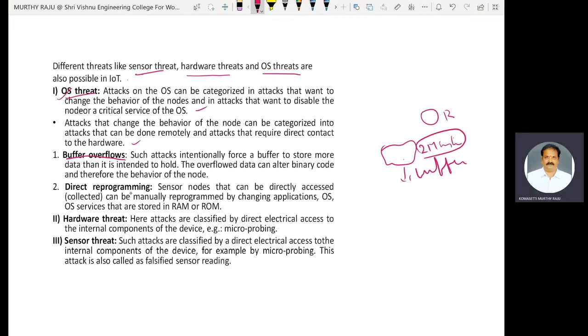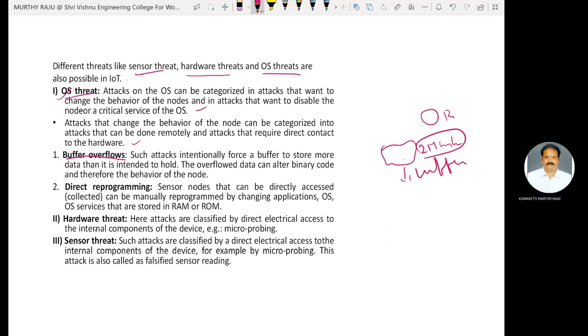Next one is direct reprogramming. Sensor nodes that can be directly accessed and collected can be manually reprogrammed by changing applications and operating system services that are stored in RAM or ROM.